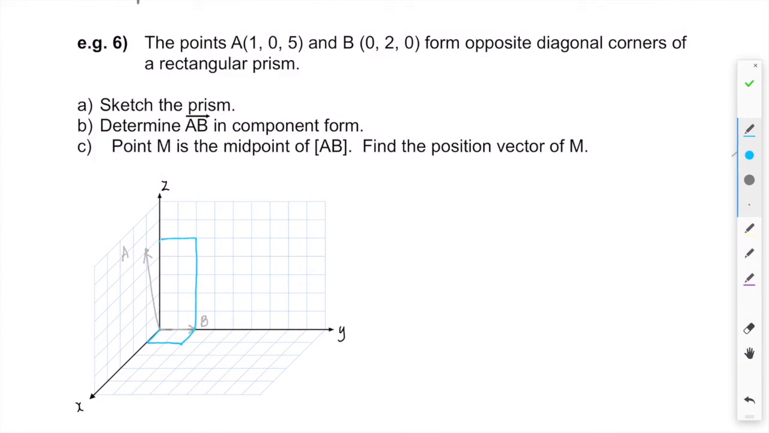And then let's finish the prism. Like that. This is the trickier part. And then something like this. And then complete the vertical.